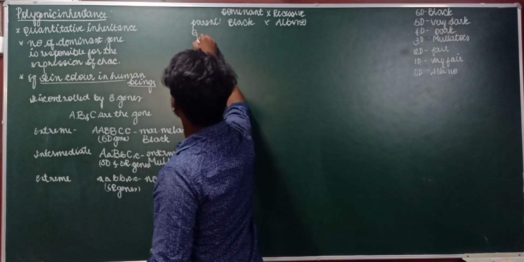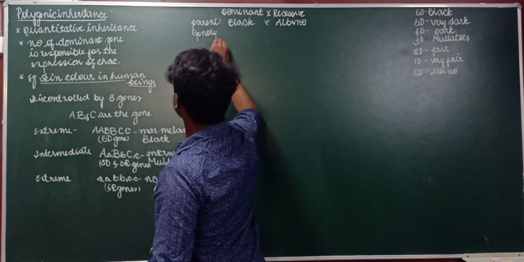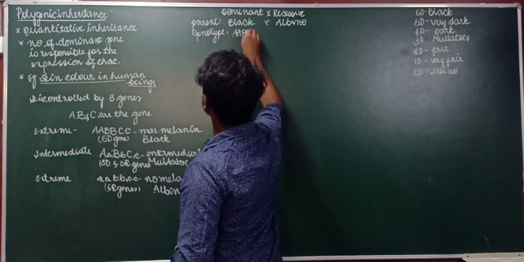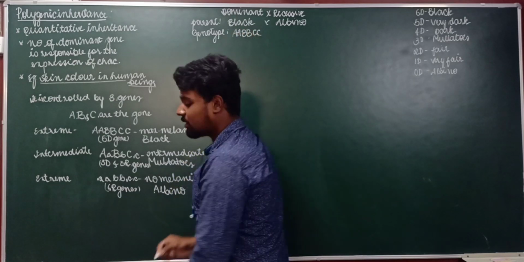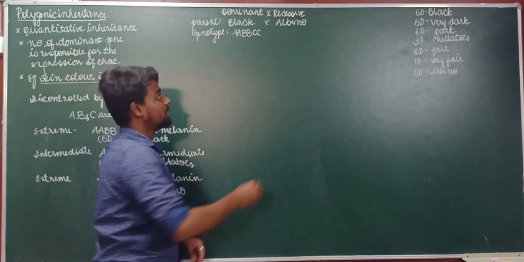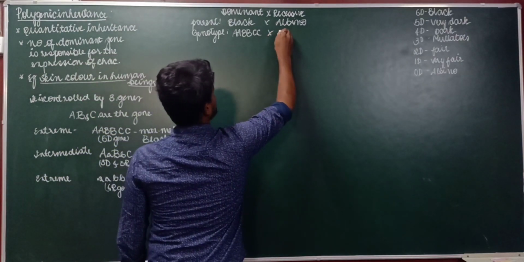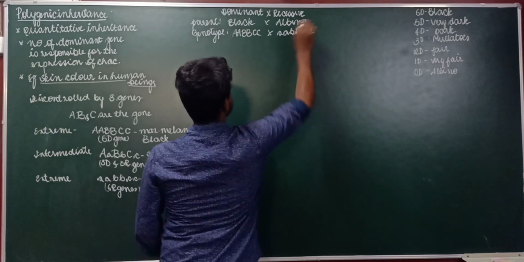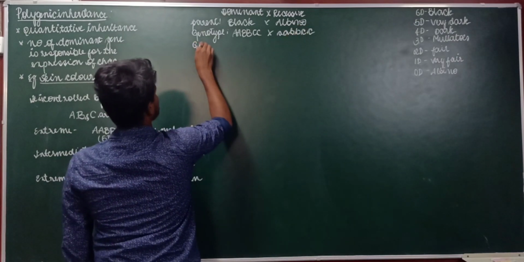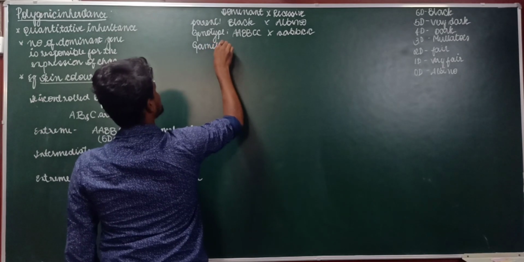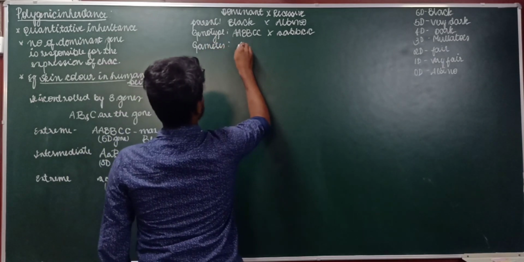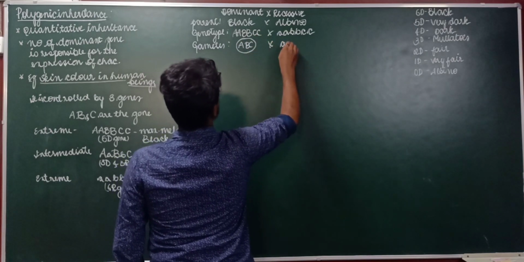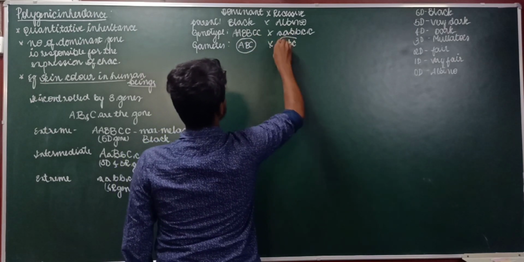Now we have to write the genotype of that parent. The genotype of black is AA, BB and CC, where all the genes are dominant. And for albino, it is small a, small b, and small c. After this, we have to take the gametes: A, B, C circled, and small a, small b, small c circled.